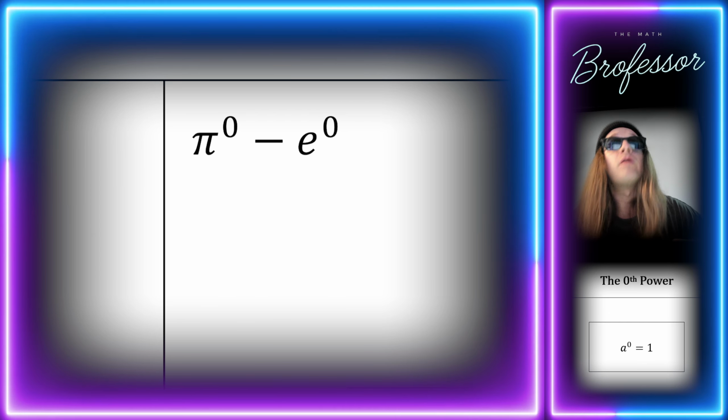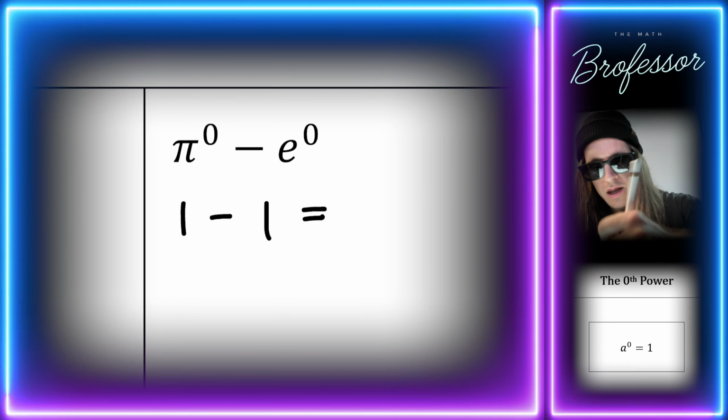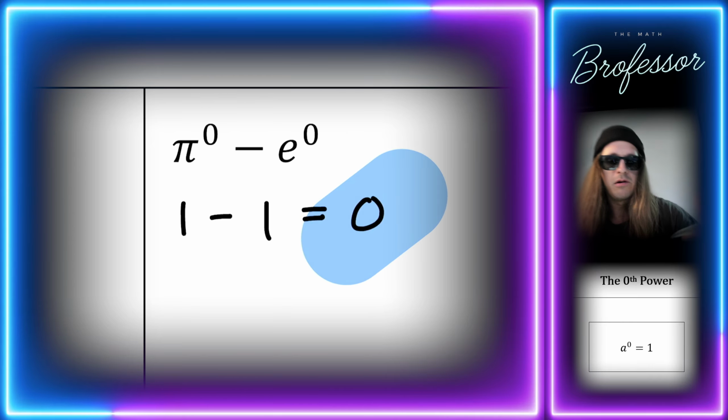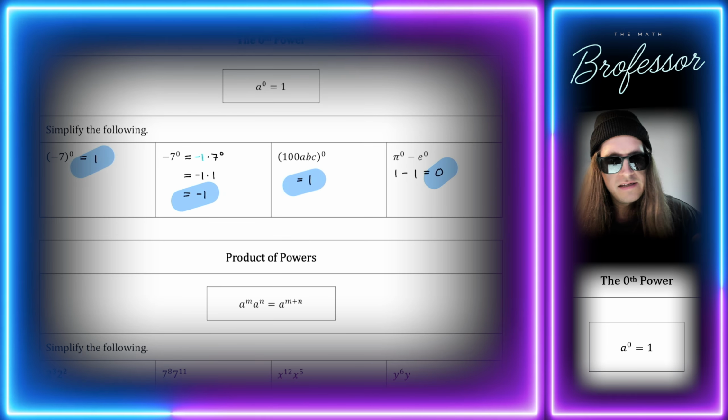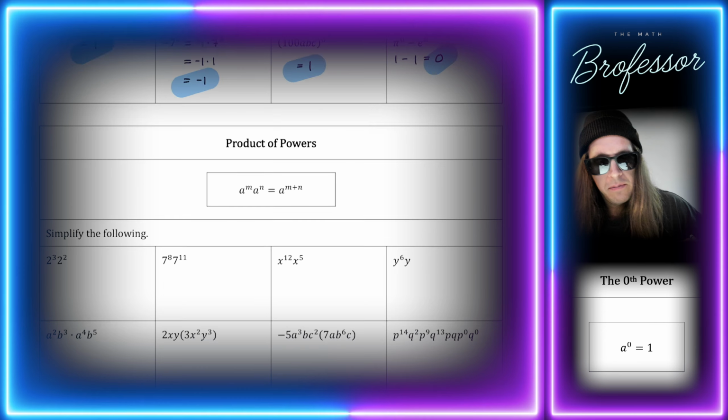All right, good. And then right here we have pi to the 0 minus e to the 0. So, well, pi to the 0 is 1, e to the 0 is 1, and 1 minus 1 is 0. So the answer there is 0, and that's it right there. So that is the zeroth power. Good. Next, we're going to do the product of powers.